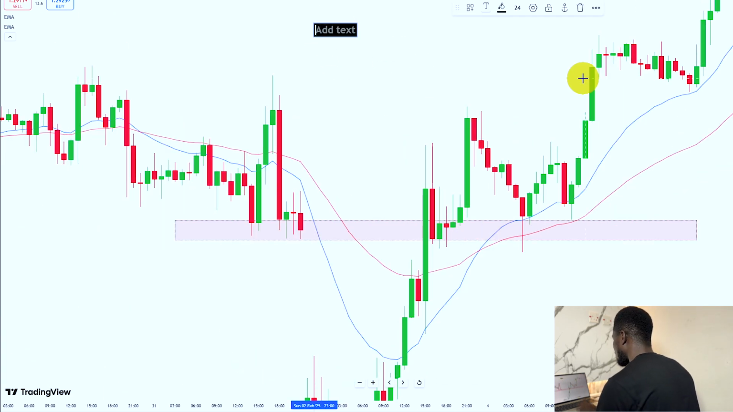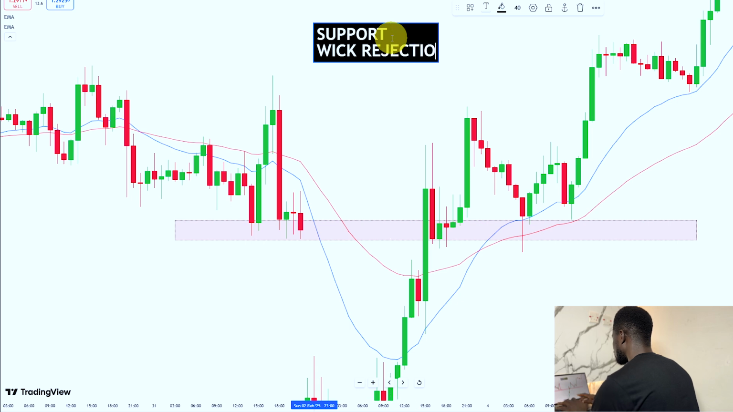We have talked about support confluence, right? Let me increase the font size. Then the second one is weak rejection. The third one is reversal chart pattern.